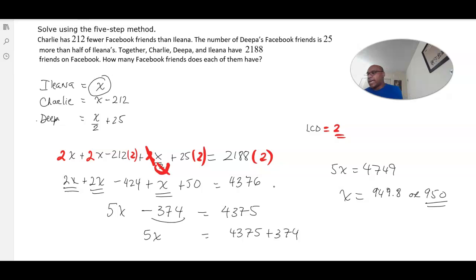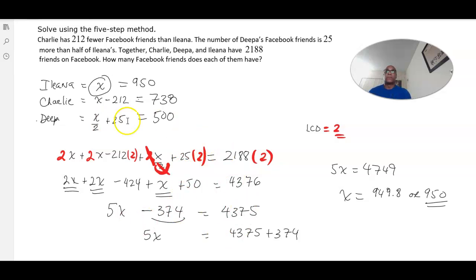Subtract 212 from that. So 950 minus 212 is 738. So 950, 738, and then 950 divided by 2. That's 475 plus 25 plus 25. That's 500 plus 25. Oh no, it is 500. It's just 500. I was about to add another 25.